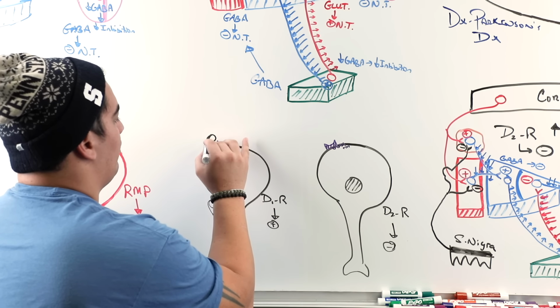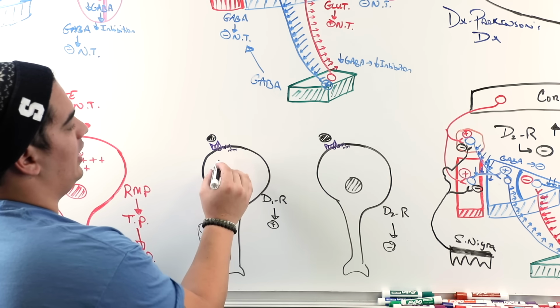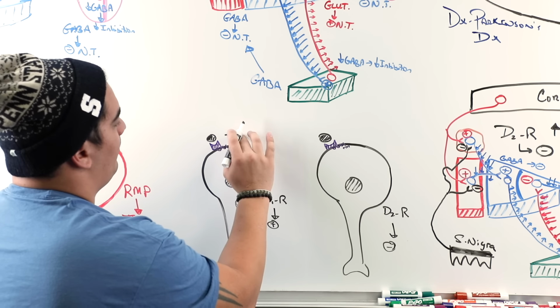Let's explain this very basically. Okay, so dopamine, right? It's the same in both of these pathways. It's the same neurotransmitter that's released. But when it binds onto that D1 receptor, right?